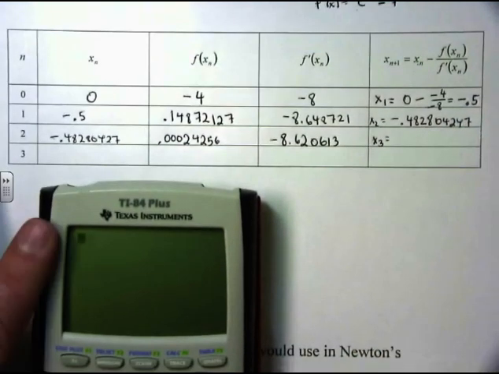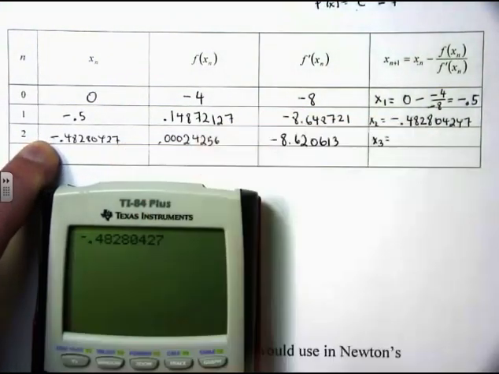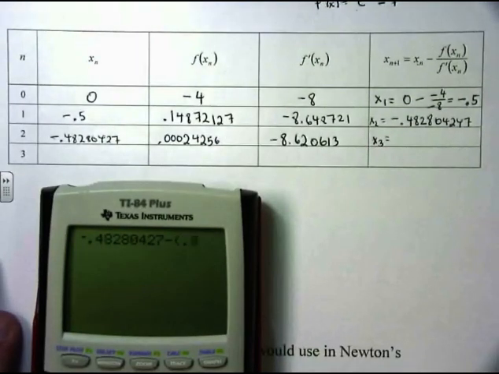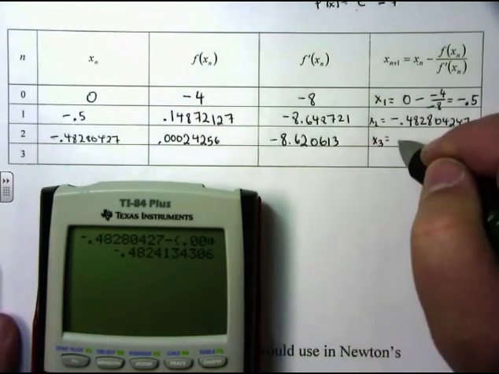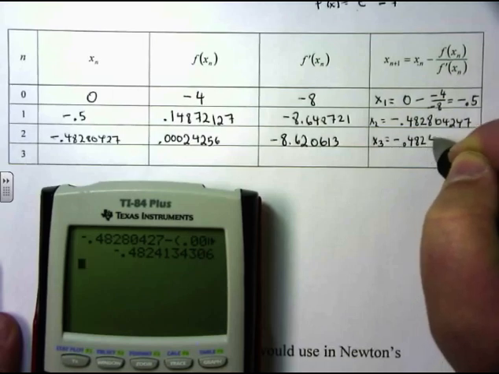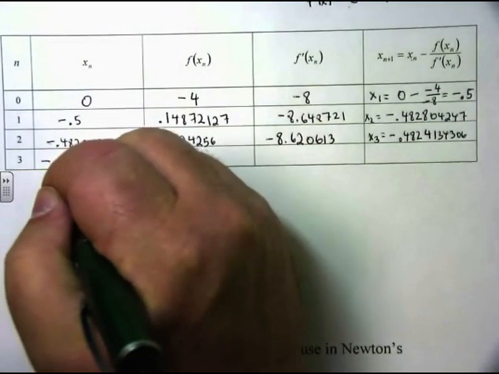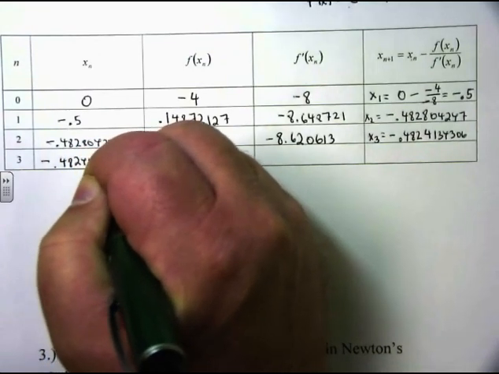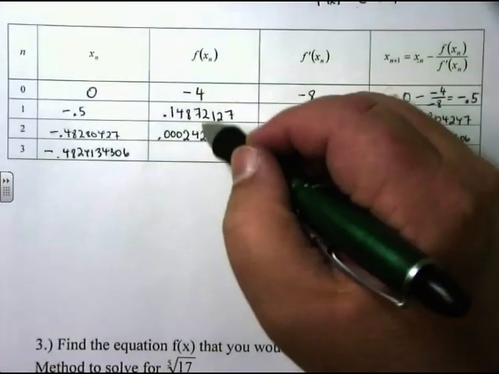This will be my functional value, negative 0.428280427, my second iteration, minus my functional value, parentheses, 0.0002425.6 divided by negative 8.620613. And again, all this is multiplying, dividing, and adding, and I get the number negative 0.4824134.306, and that becomes my third iteration.